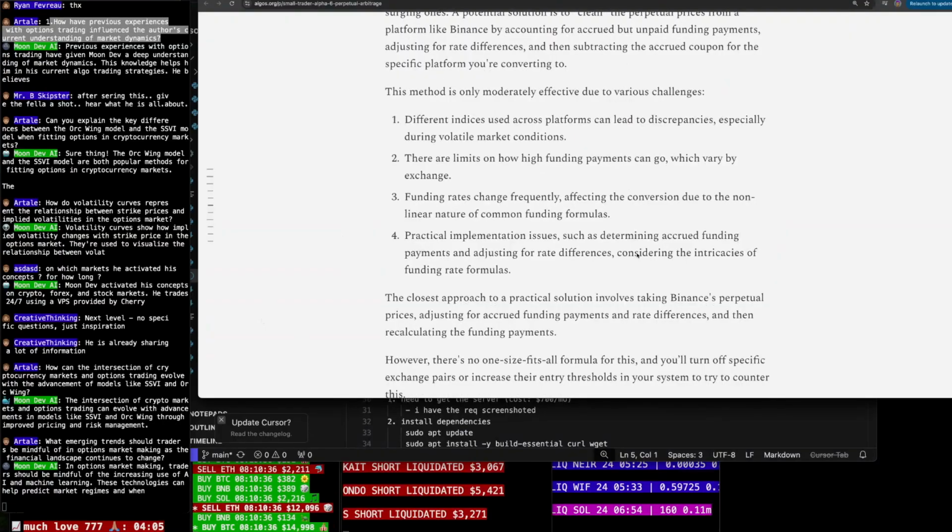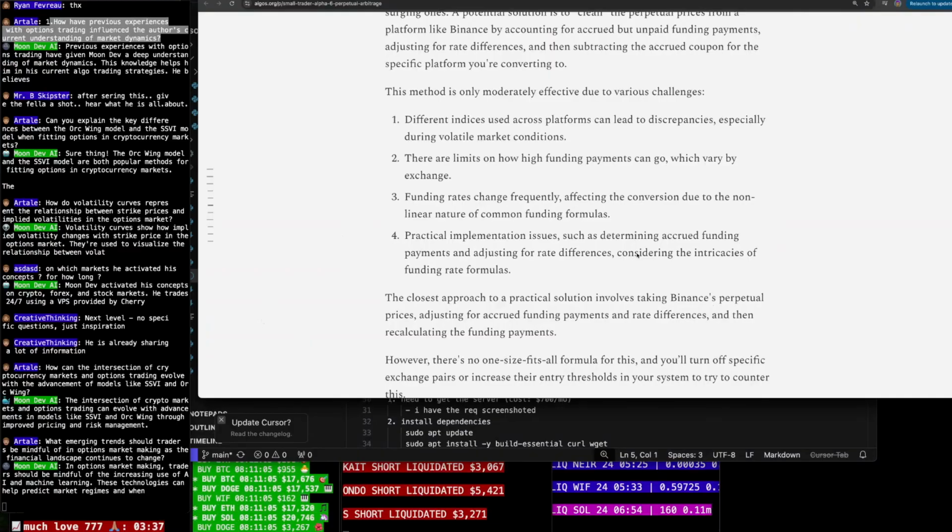Different indices used across platforms can lead to discrepancies, especially during volatile market conditions. There are limits on how high funding payments can go, which vary by exchange. Funding rates change frequently, affecting the conversion due to the nonlinear nature of the common funding formulas. Practical implementation issues such as determining accrued funding payments and adjusting for rate differences, considering the intricacies of funding rates formulas.